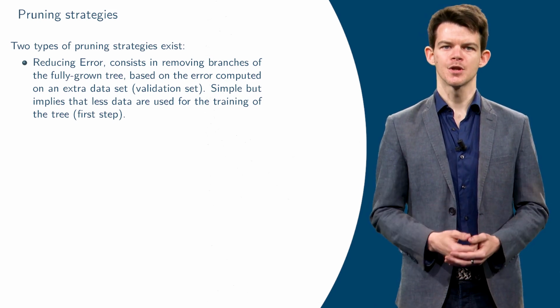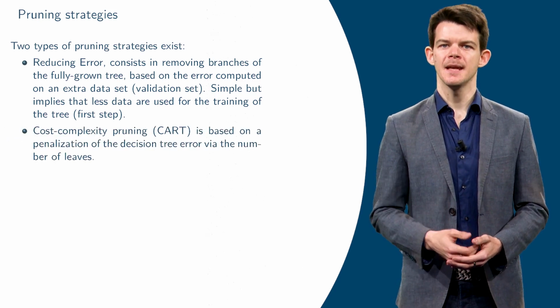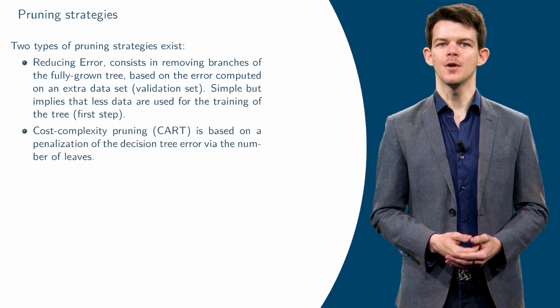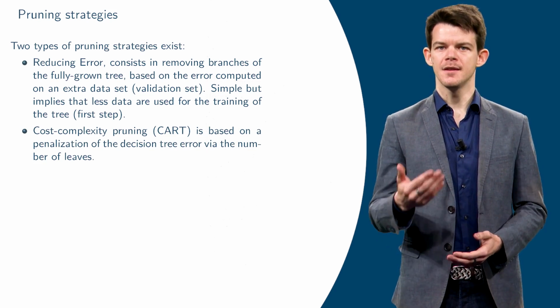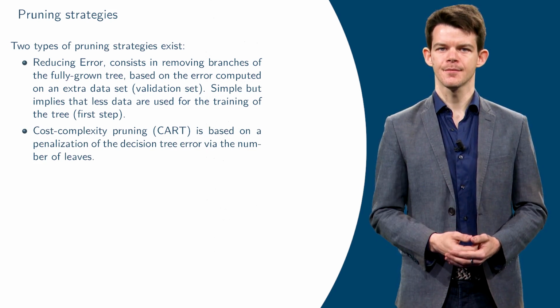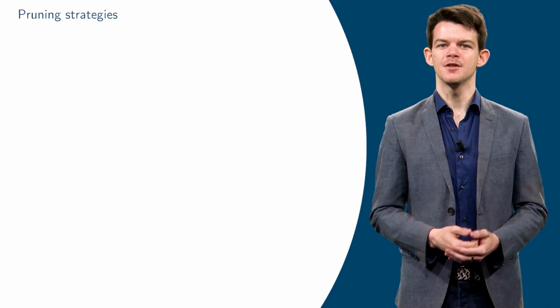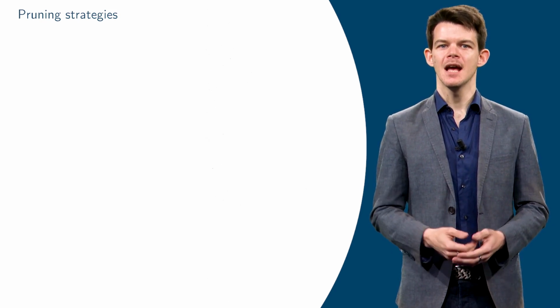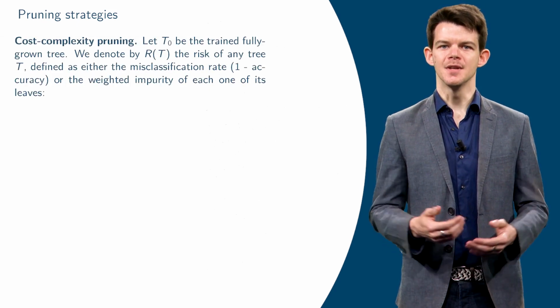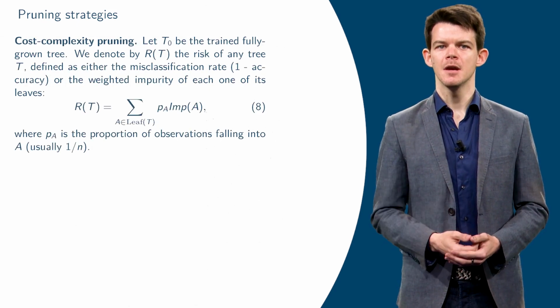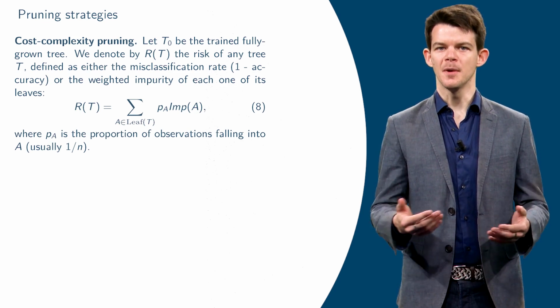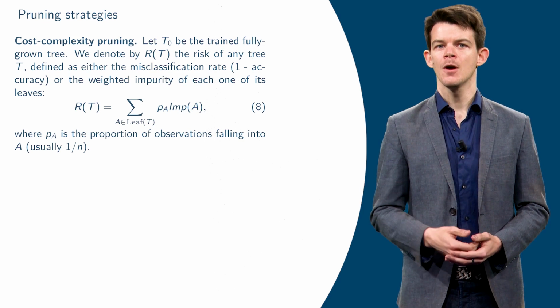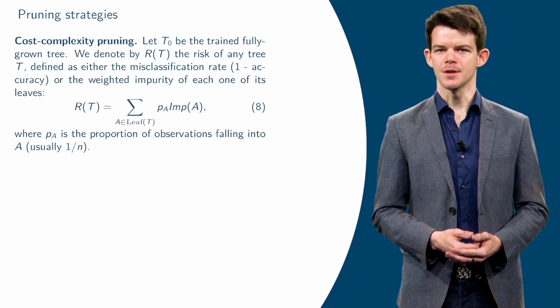The second approach, called cost complexity pruning, is based on penalizing the error of the decision tree by the number of leaves it contains. Let's detail this approach. Let us imagine that the decision tree has already been constructed, and let us denote it by T0. For any tree T, let R(T) be the risk of this tree, equal to the error rate, the percentage of bad predictions in classification, or its quadratic risk in regression.